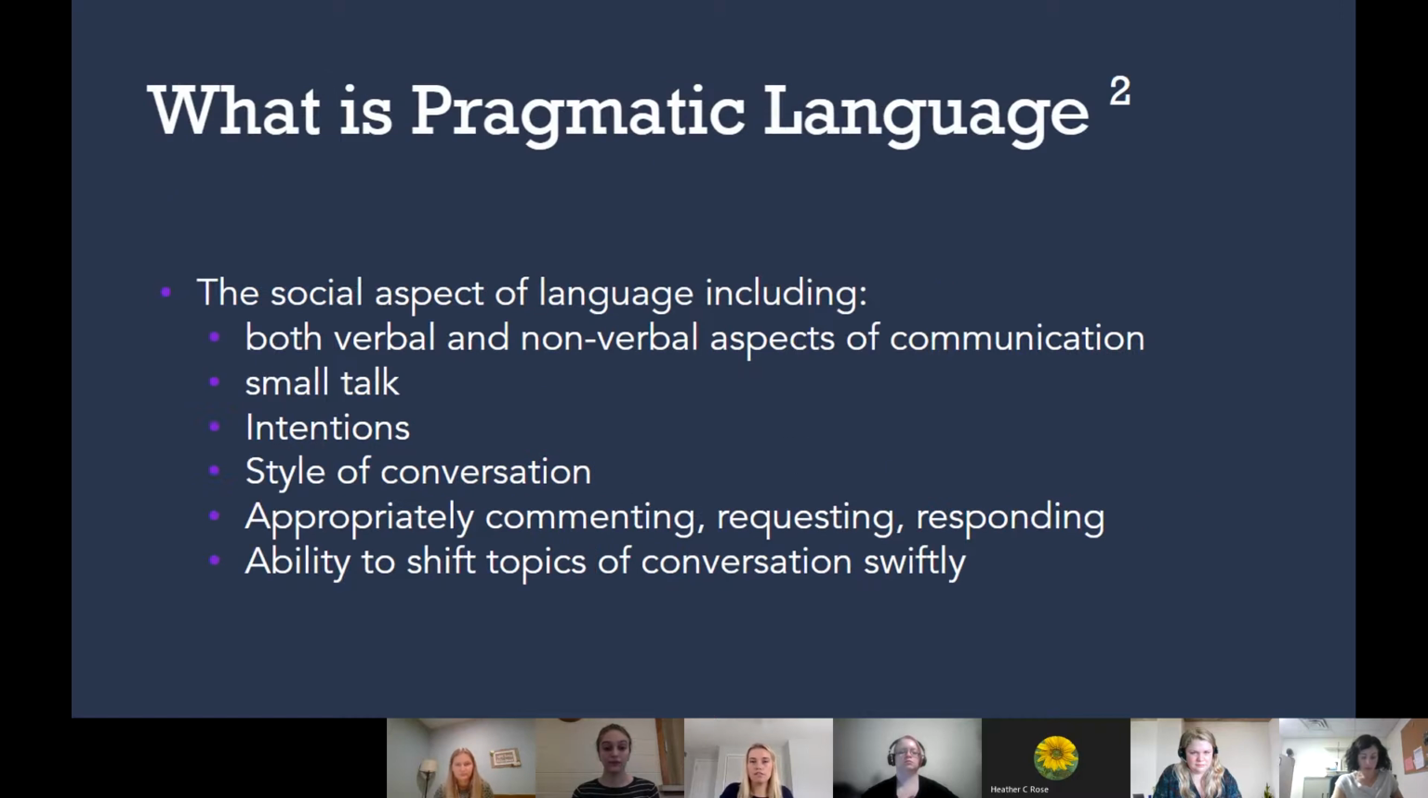So, pragmatic language is a social aspect of language. When you enter a meeting with a professor, it is polite to start with some small talk, such as "How are you?" before jumping into the reason for the meeting. Consider both your verbal and nonverbal communication, which again, we will go more into depth on later in the presentation. And also consider the appropriateness of your comments, requests, responses, and ability to shift conversational topics.